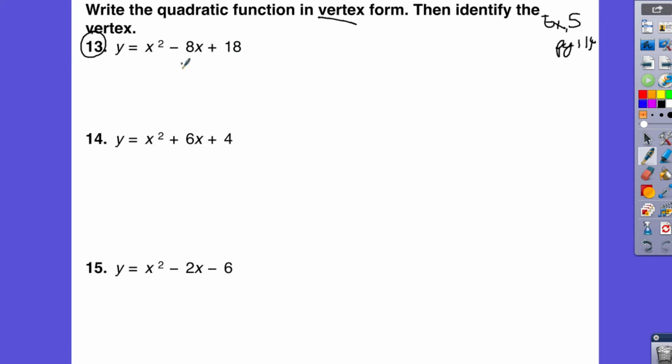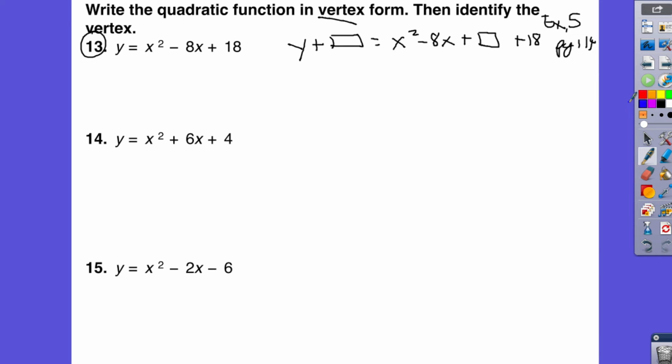Okay, so we are going to write this in vertex form. All right, so the first thing we're going to do is rewrite the equation, and I'm just going to add the magic number to both sides, but this time look what I'm going to do. I'm going to put x squared minus 8x, add the magic number here, and then I'm going to scoot over the 18 because you're not going to want to add those together.